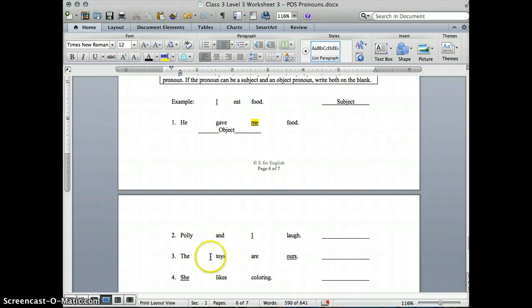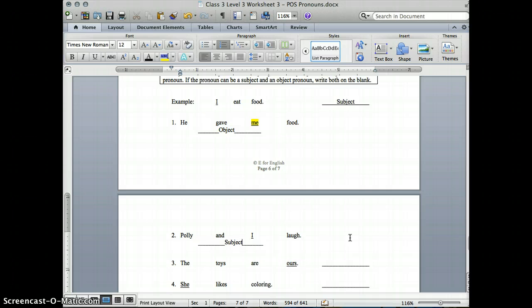Okay, so let's try number 2. Polly and I laugh. And this is going to be the last example we do. So we have I here, and just by looking at where I is placed in the sentence, we can tell that this is a subject pronoun. But if you couldn't do that, you can always go back up to the charts and look for yourself.